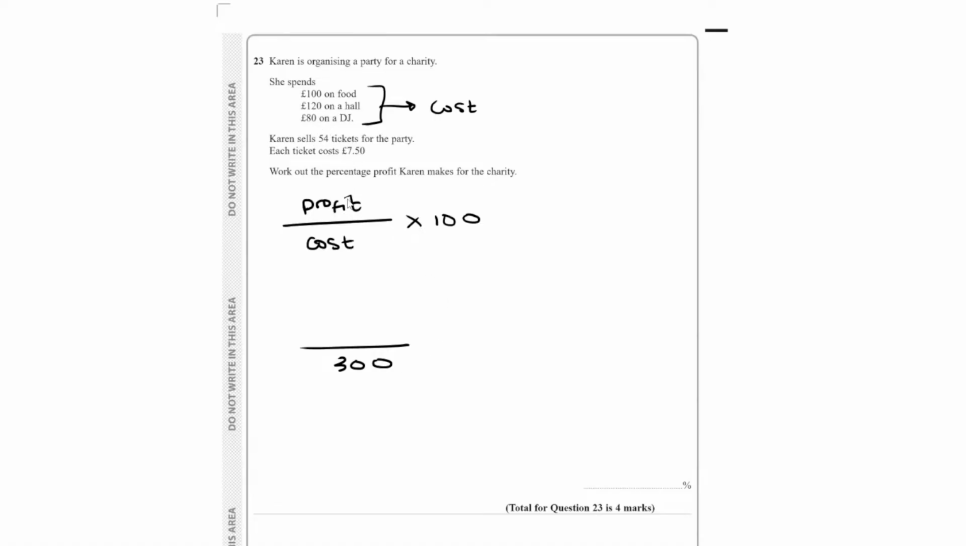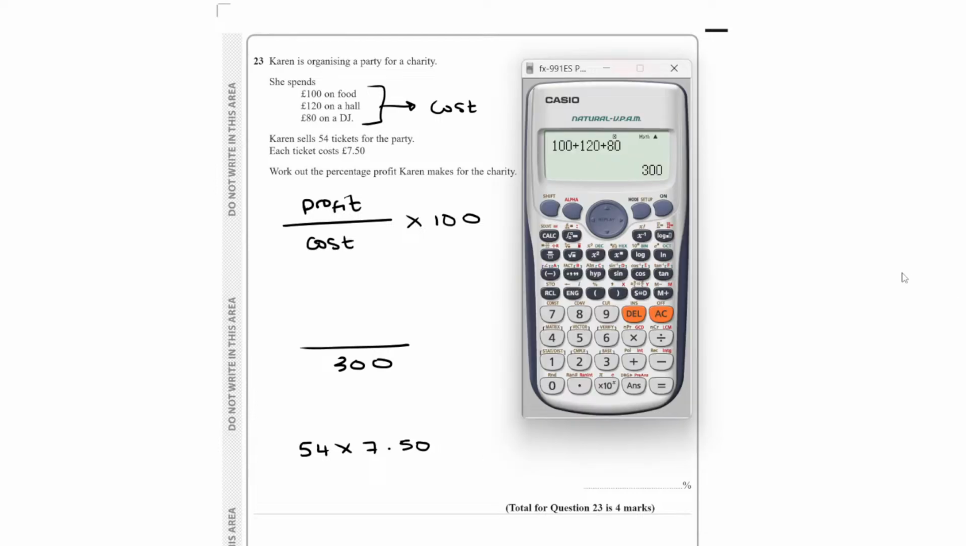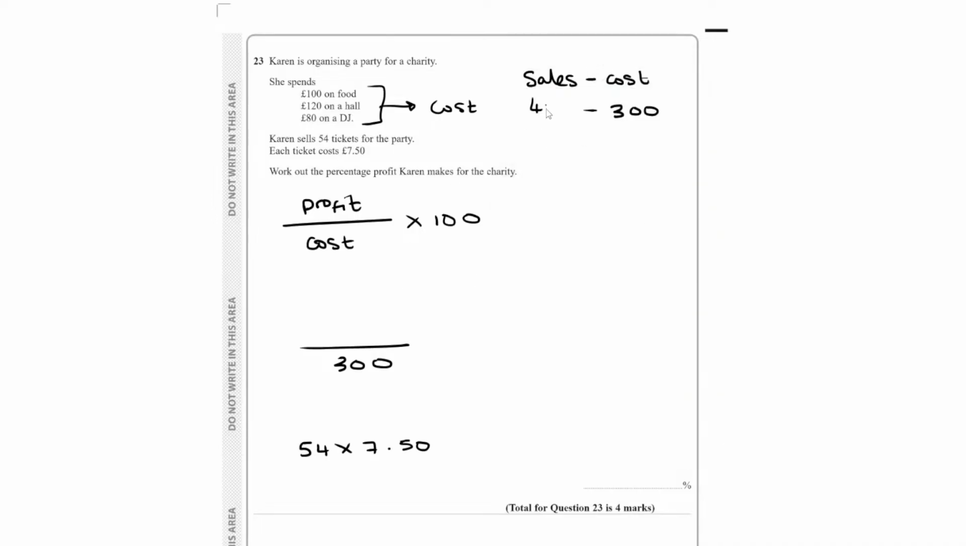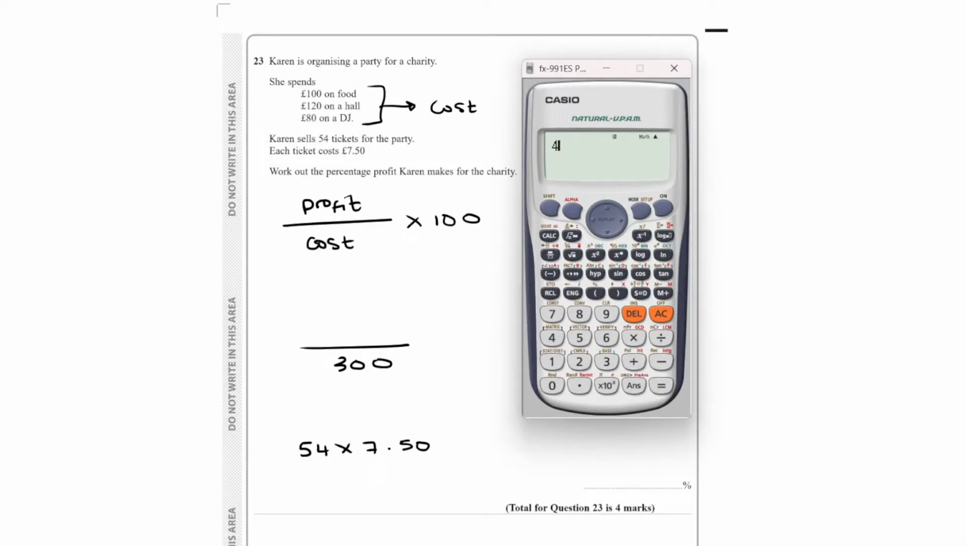And then my profit is my sales, how much she sold the tickets for, minus the cost. So let's find how much she sells the tickets for. So that's 54, each £7.50. So times by £7.50. So that's £405. So for my profit, 405 minus £300, which is £105.